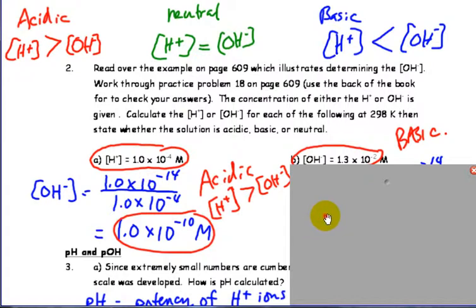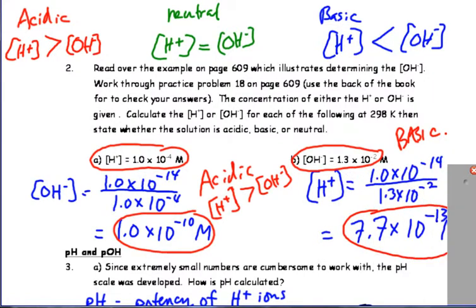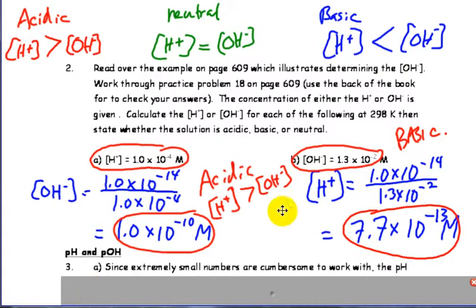Okay, if you had a chance to do that, this time we're going to divide by hydroxides. If we look there, we get our number, 1.0 times 10 to the minus 14, divided by 1.3 times 10 to the minus 2, and we get this. Now 10 to the negative 13 versus 10 to the negative 2, this is a lot bigger, so it is basic.